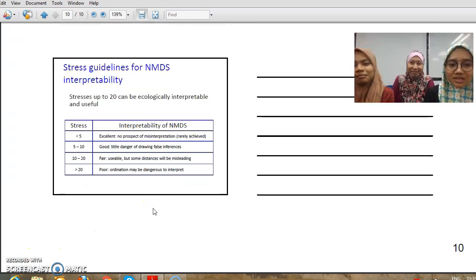The conclusion is that we use the smallest value of stress because we want to avoid misinterpretation of non-classical MDS. Okay. You understand?